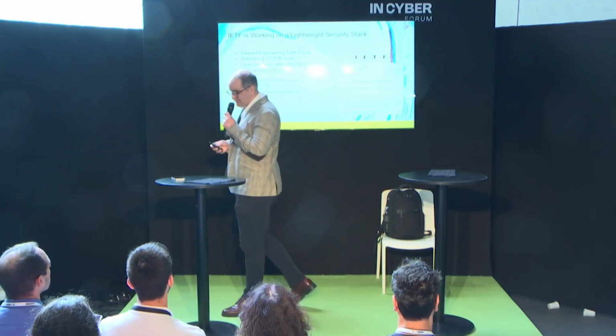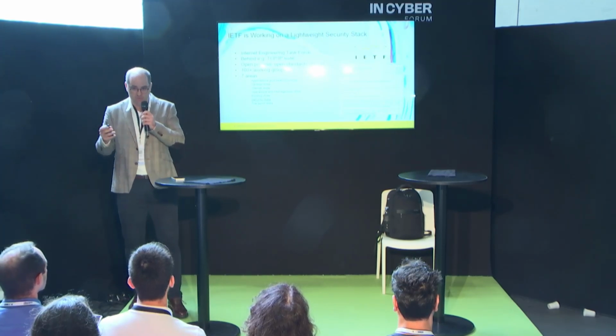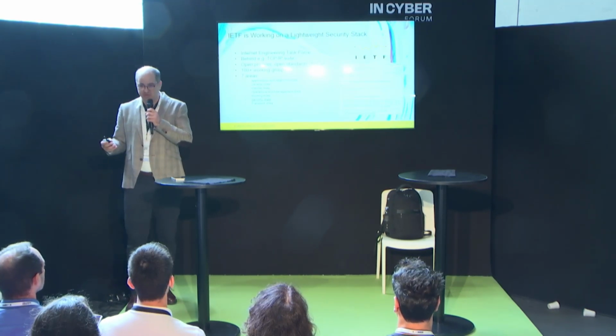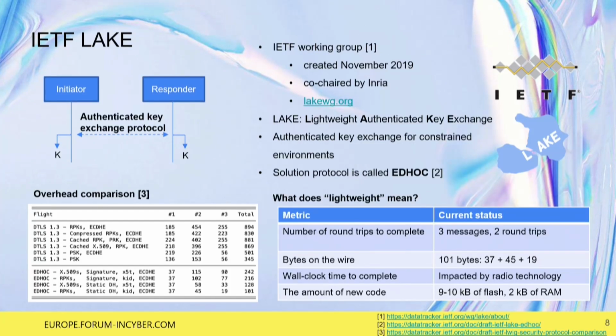And more specifically, in the Internet Engineering Task Force there are hundreds of working groups that are split into seven different areas, one of them being the security area where our work is taking place. So in November 2019, we formed a working group called LAKE, which stands for Lightweight Authenticated Key Exchange, in the IETF. A new working group was started in order to standardize an AKE, an authenticated key exchange protocol, for Internet of Things use cases.